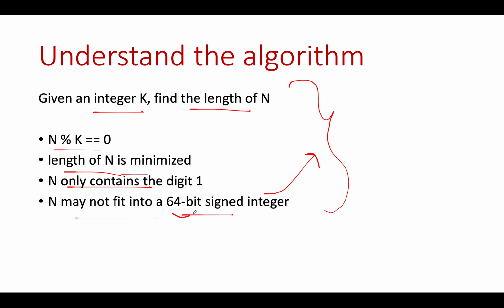Why? Because had this constraint not been there, you could have generated a number starting from 1, then double 1, then triple 1, then 4 times 1, and so on, till the time you don't find n divisible by k. So this would have been pretty simple and straightforward, but this is not the question.